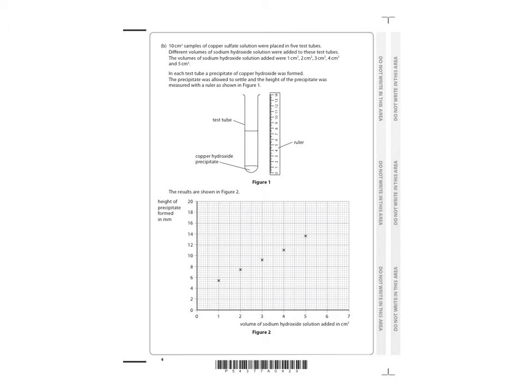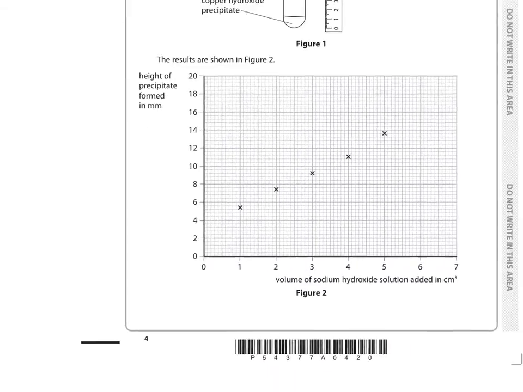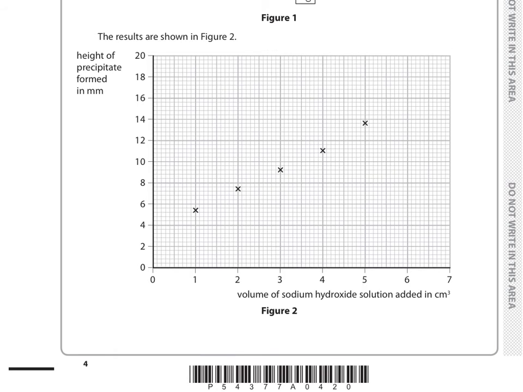Okay, part B says 10 centimetre cube samples of copper sulfate solution were placed in 5 test tubes. Different volumes of sodium hydroxide solutions were added to these test tubes. The volumes of sodium hydroxide solution added were 1 centimetre cubed, 2, 3, 4 and 5 centimetres cubed. In each test tube, a precipitate of copper hydroxide was formed. The precipitate was allowed to settle and the height of the precipitate was measured with a ruler as shown in figure 1. It then says the results are shown in figure 2, and the first thing that it asks you to do is to draw a line of best fit through that data.